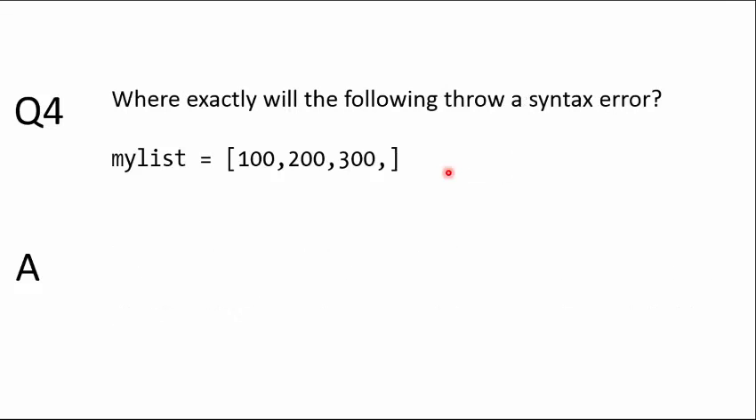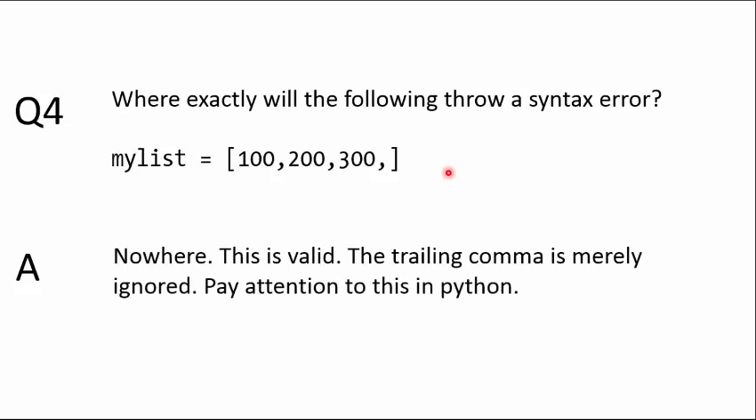At what point will this throw a syntax error? Pause the screen and unpause when you're ready to see the answer. Nowhere. This is perfectly valid syntax. The trailing comma will simply be ignored. The trailing comma actually has another usage in Python, which you'll see afterwards, but here it will simply be ignored. It's not wrong. It's completely valid syntax, which is not the same in PL/SQL, because the trailing comma will not be ignored there. It has to be either removed or somehow rewritten.